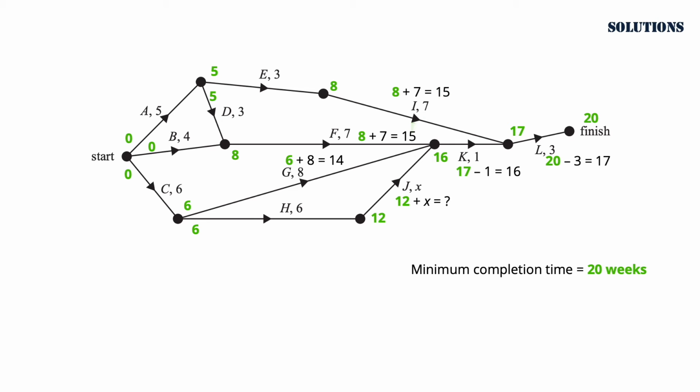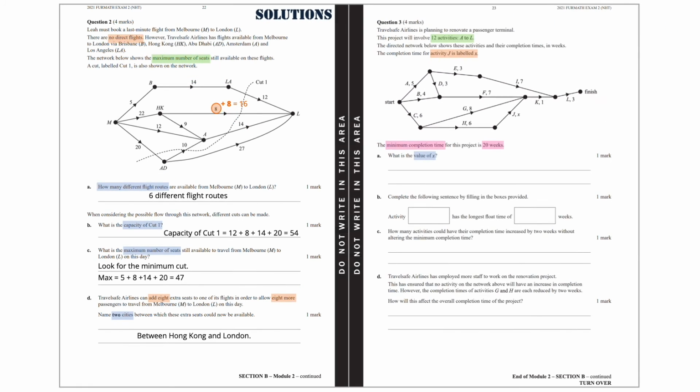The completion time for activity F is 15 weeks, and for activity G is 14 weeks. Therefore, 12 plus X should be equal to 16, which means that X equals 4 weeks.